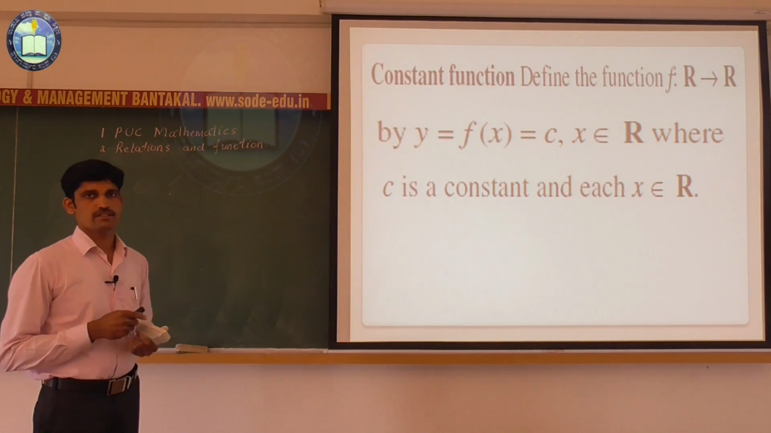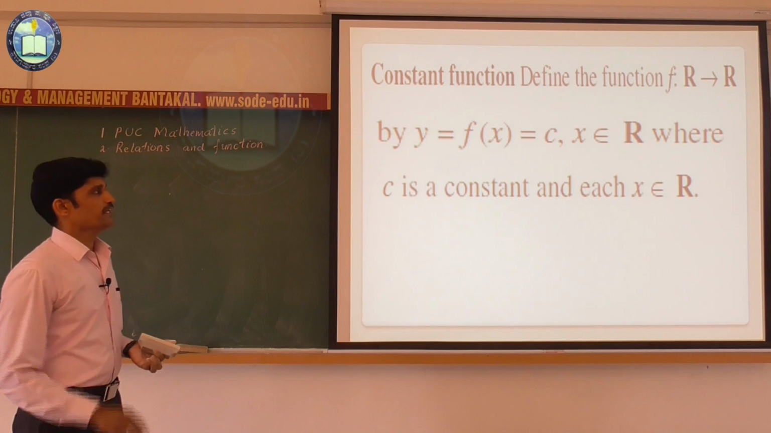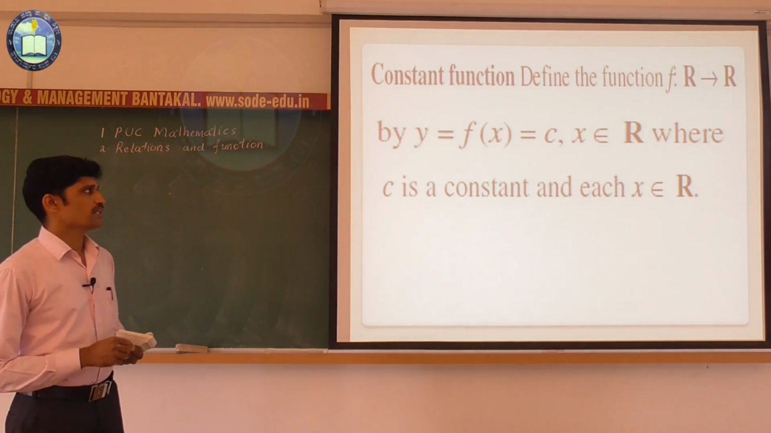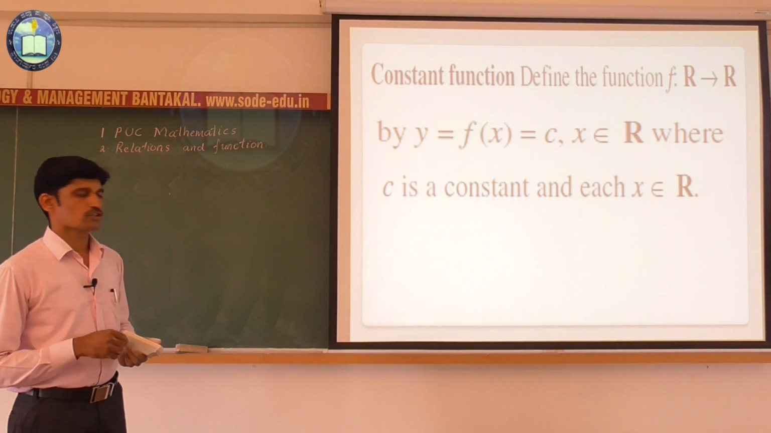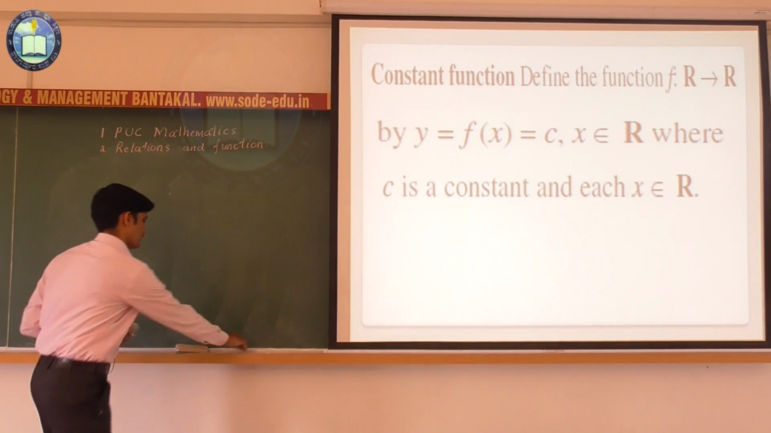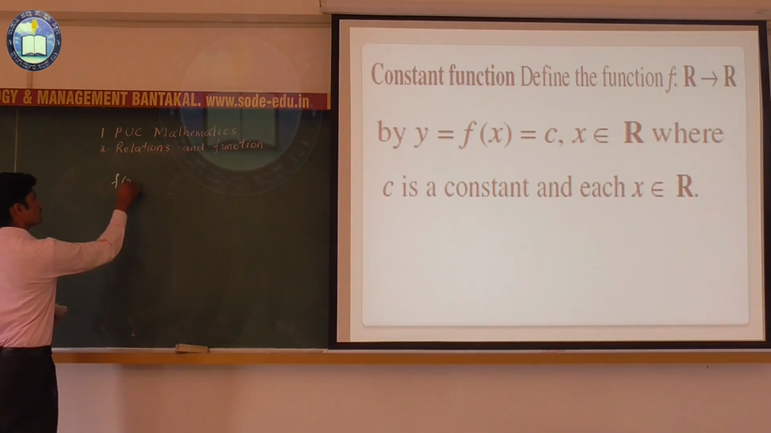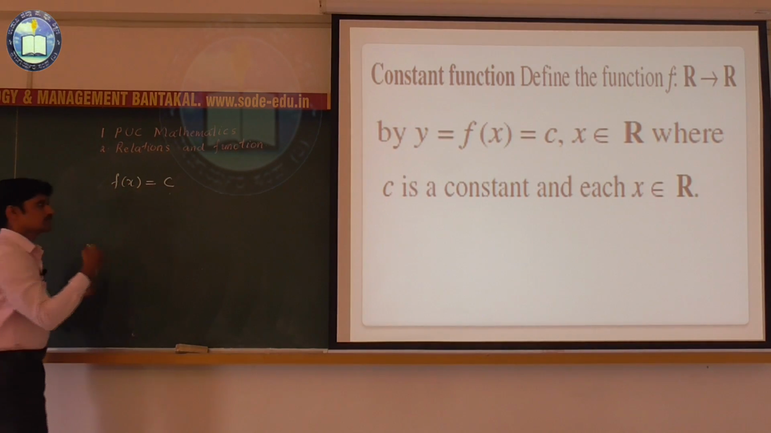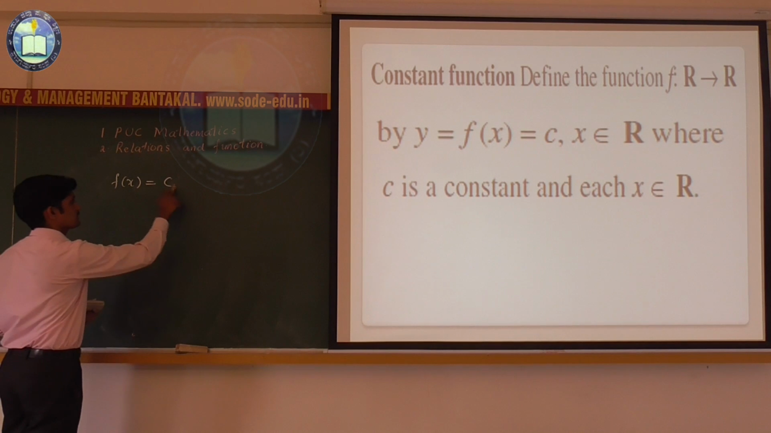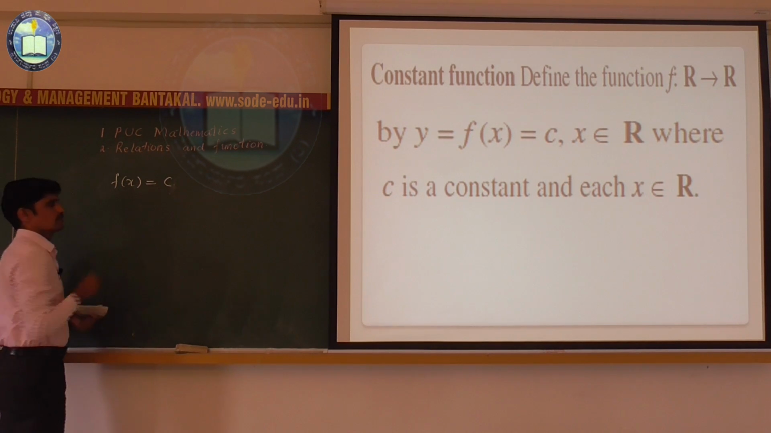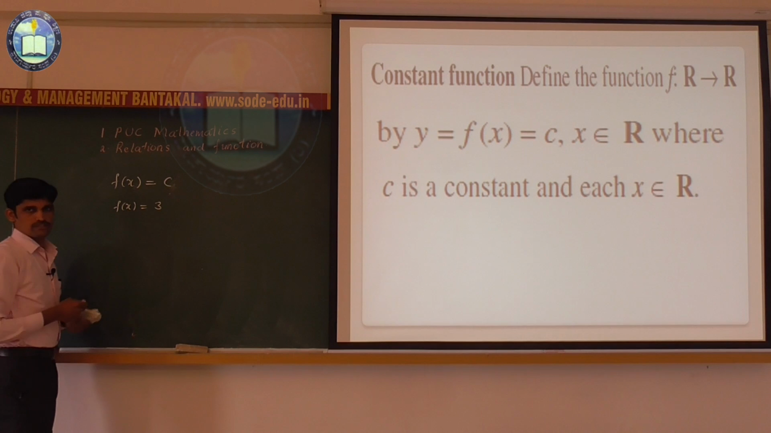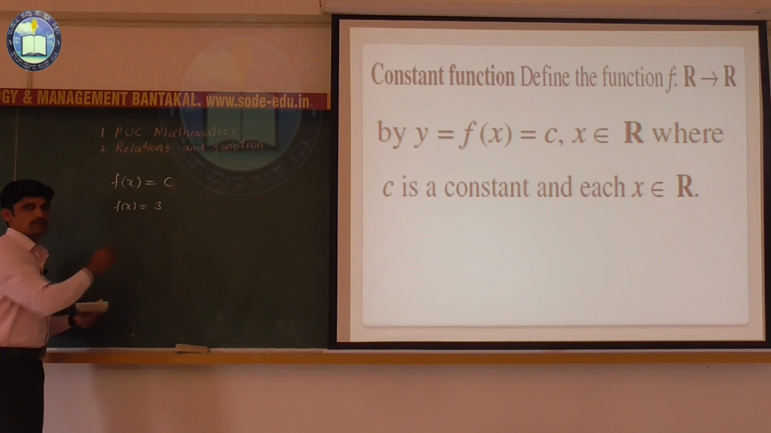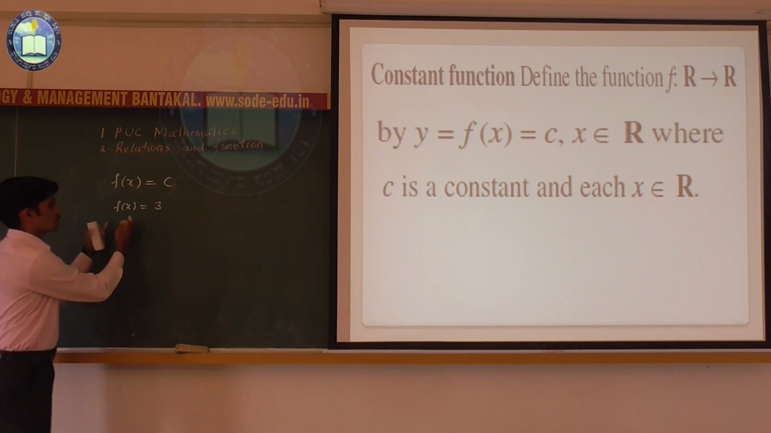Next function is constant function. Define the function f from R to R by y is equal to f of x is equal to c, where c is any real number, is called constant function. f of x is equal to c. We can take any constant as the value of c here. For example, if we take f of x is equal to 3, then this is a constant function. If you take f of x equal to 4, f of x equal to 100, these are all constant functions.